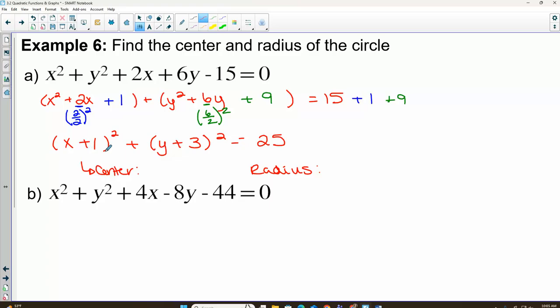Okay, remember the formula is x minus, so it's always the opposite, or you could think, what makes x plus 1 equal 0? What would make x plus 1 equal 0? Negative 1. What makes y plus 3 equal 0? So our center is at negative 1, negative 3. This is r squared from the formula, so what's my radius?